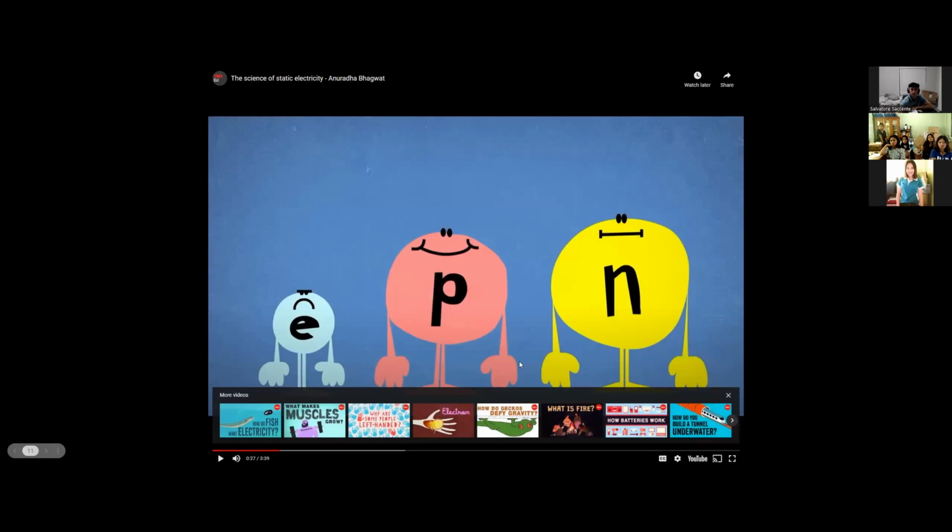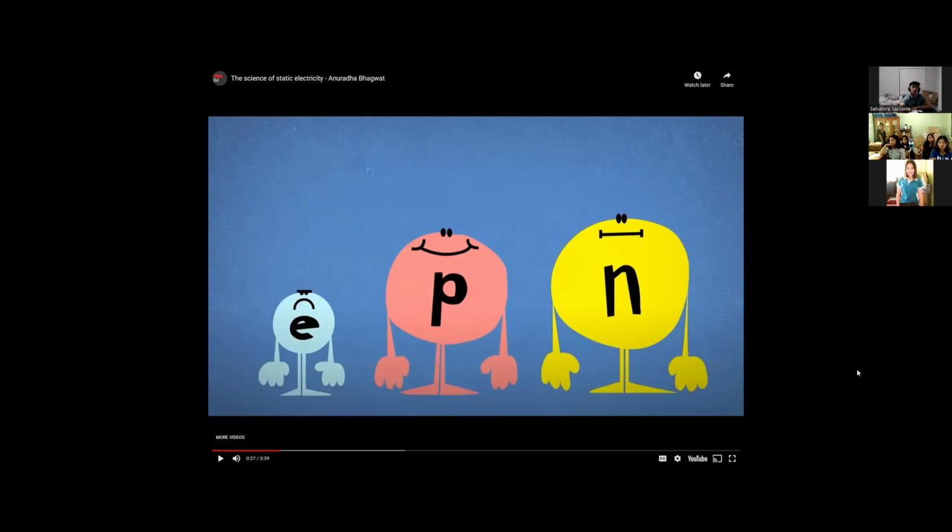Sorry. So see this picture here? The one to the left, the one in blue, that's the negatively charged particle, the electron. The one in the center, the one in red, that's a proton. That's a positively charged particle. And the one to the right is a neutron. It has no charge. Okay, so remember these three.